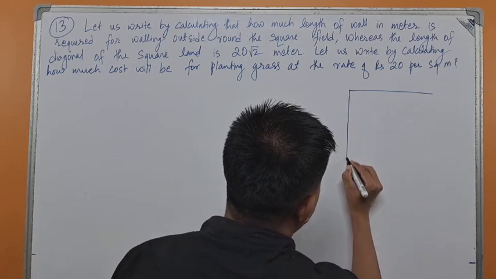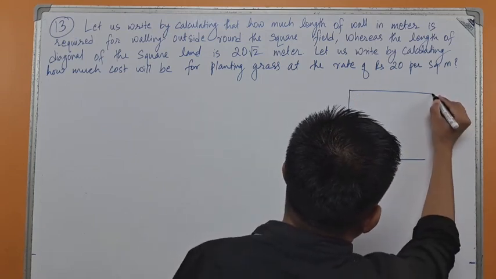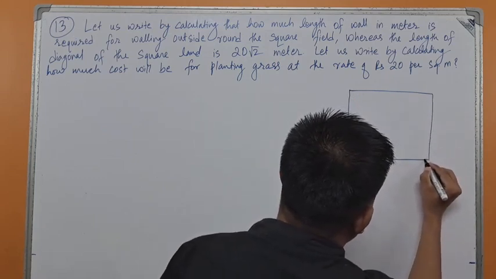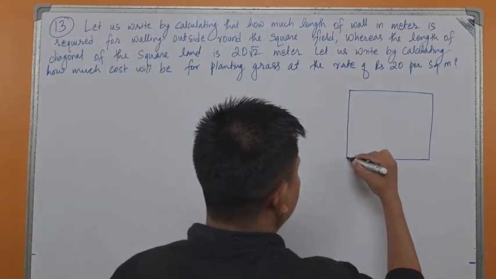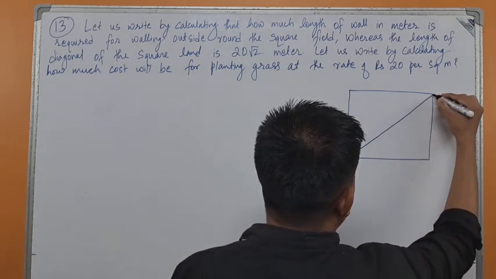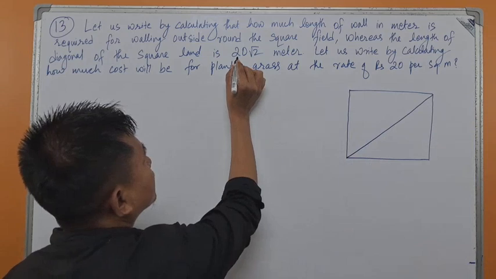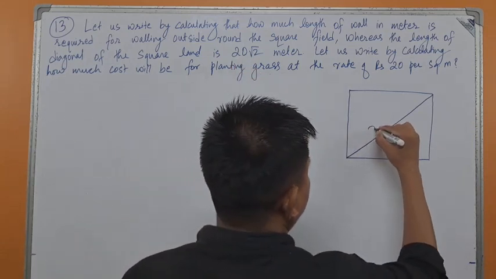We have a square shaped land here. Square shaped means all sides must be equal. Okay, the length of the diagonal of this square shaped land is given to us. Length of the diagonal is 20 root 2 meter.